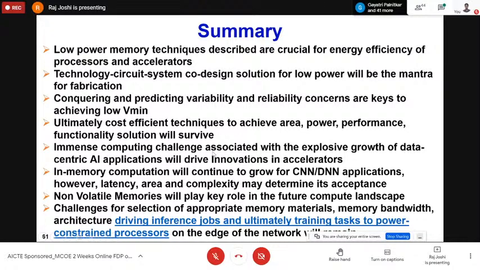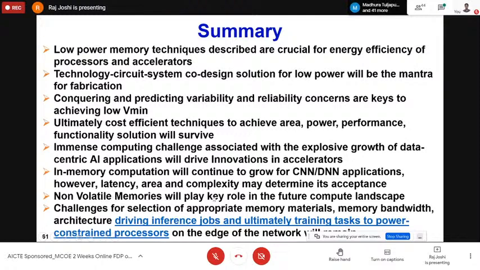And immense computing challenges associated with the explosion of growth of data-centric AI applications will drive innovations in accelerators, which I talked about. In-memory computation, people have been trying this, but it will take its course. It will take its time. Maybe one day it will happen.